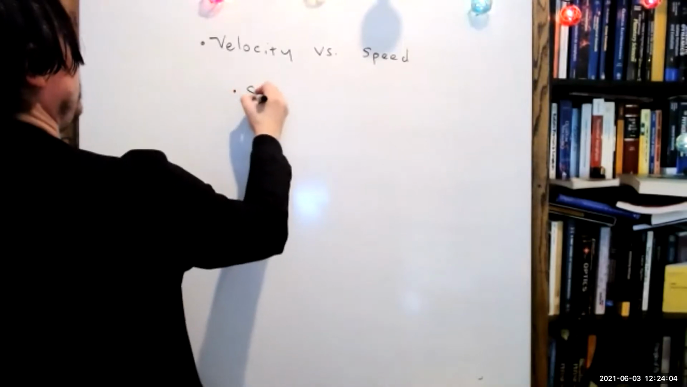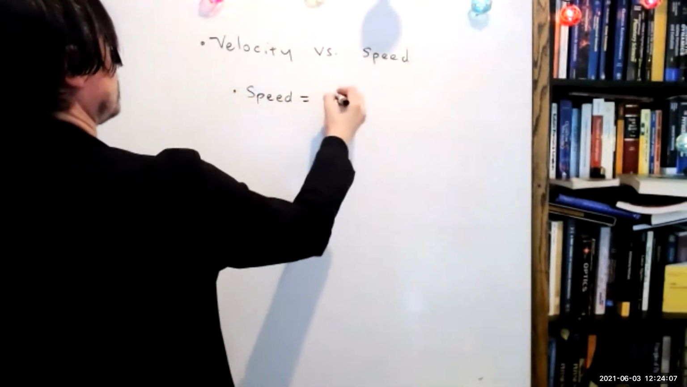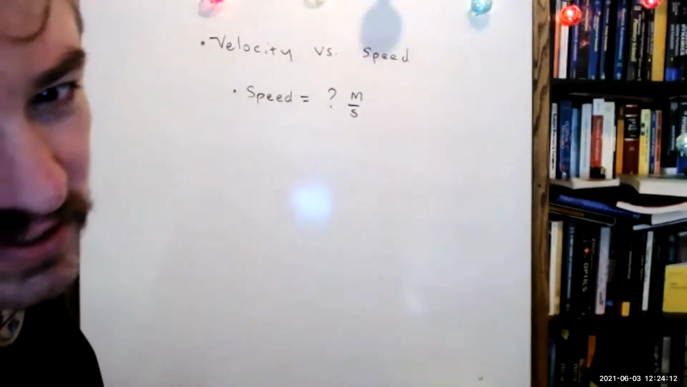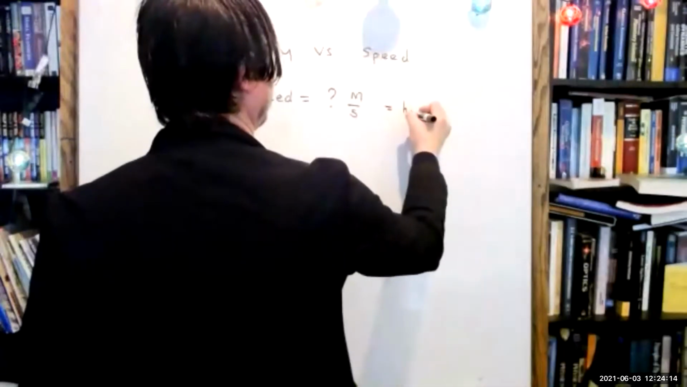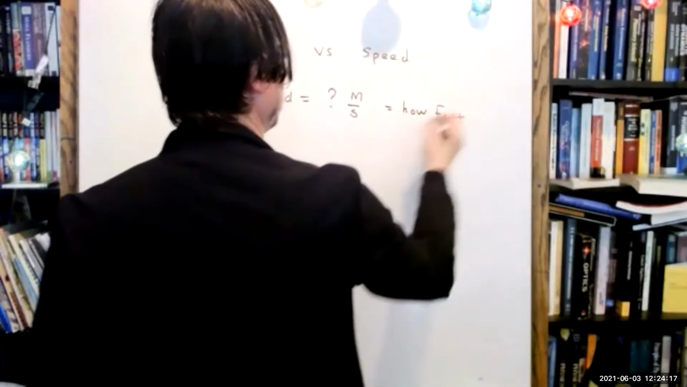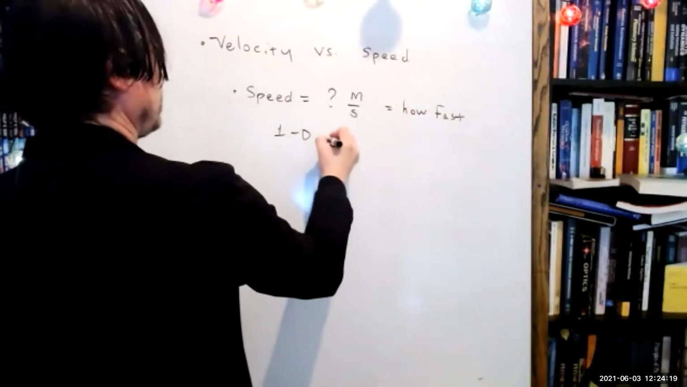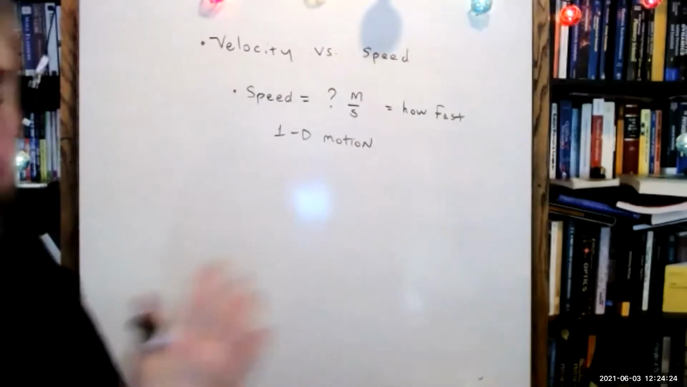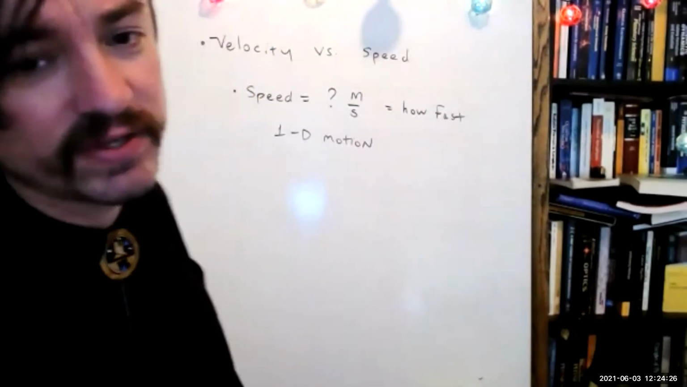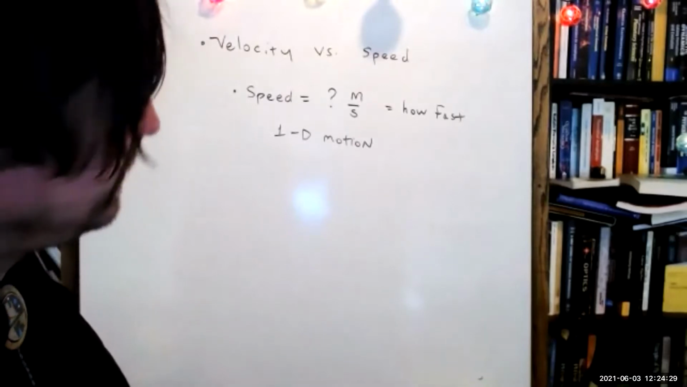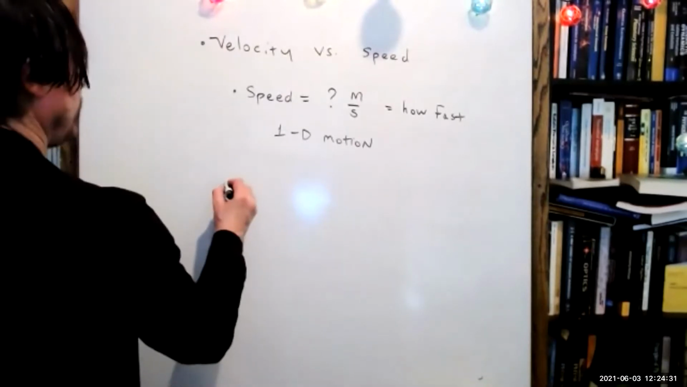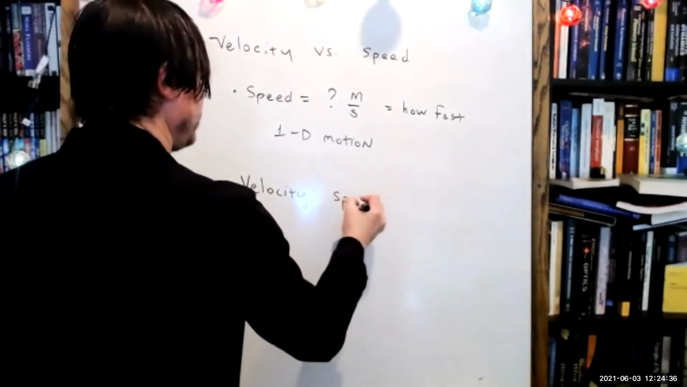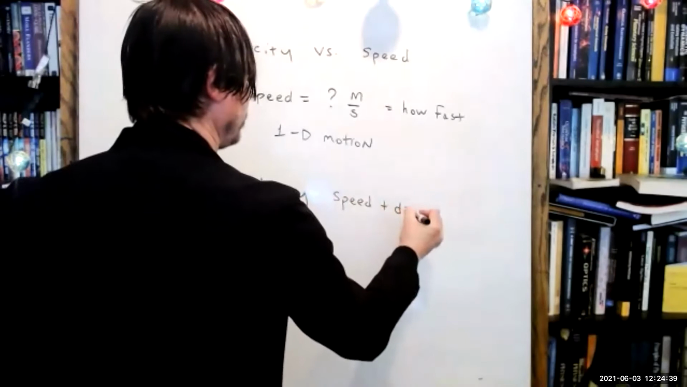So we have speed. Speed is a quantity that we measure in units of meters per second. It tells you how fast. I like everything that he said. It's a description of 1D motion. It tells you how fast you're traveling, but not which direction. It has no direction associated with it. Velocity is considered a speed plus a direction.